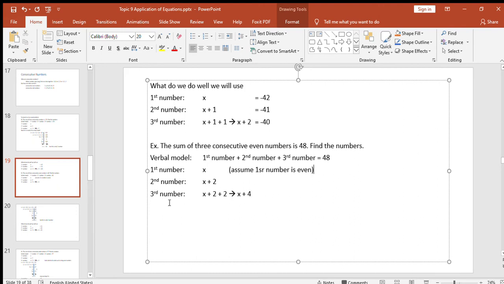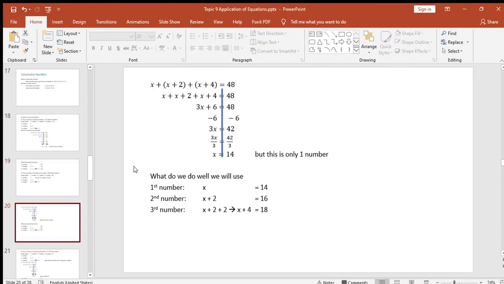You kind of see it, right? Then we're going to rewrite our verbal model using our new variables. It's going to be x plus (x plus 2) plus (x plus 4) equals 48. Simplify, and you're going to get 3x plus 6 equals 48. Draw the line, subtract 6 on both sides, and you're going to get 3x equal to 42. Divide both sides by 3, and you're going to get x equal to 14.